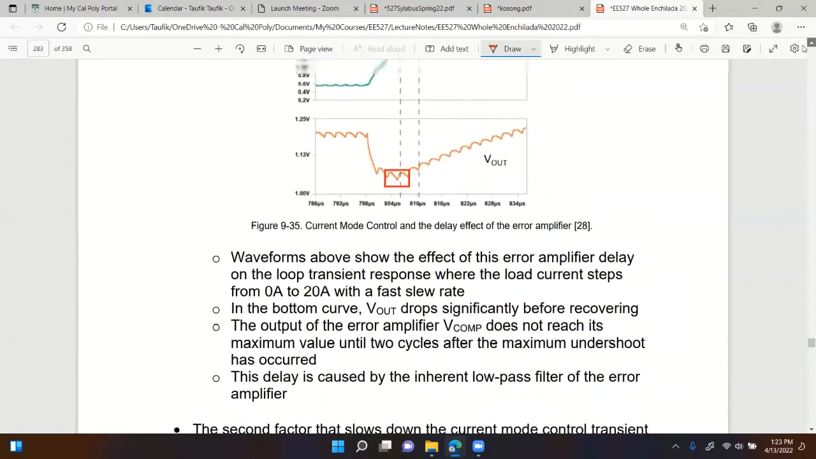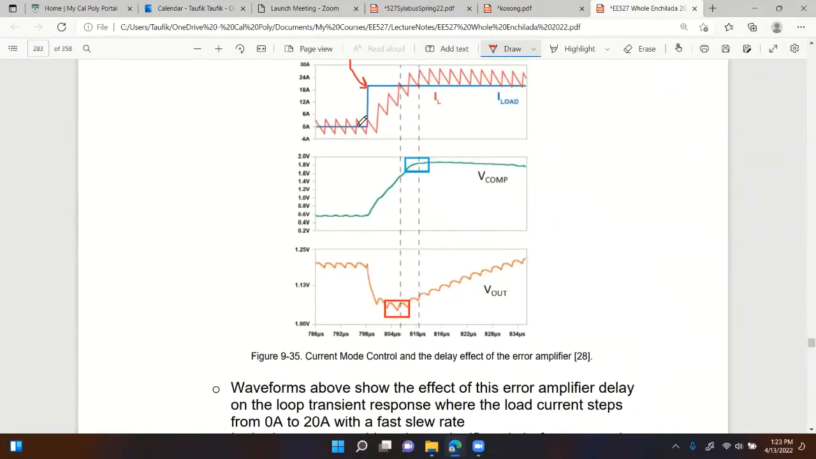Let's take a look. The output current goes up drastically and sharply, so that would cause the output voltage to drop. Why is that? I believe I explained this in EE410. Basically, you have a switch, a diode, an inductor, the capacitor, and the load right there.